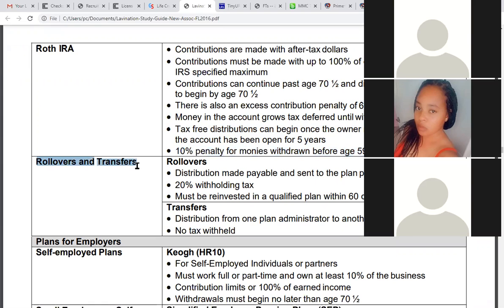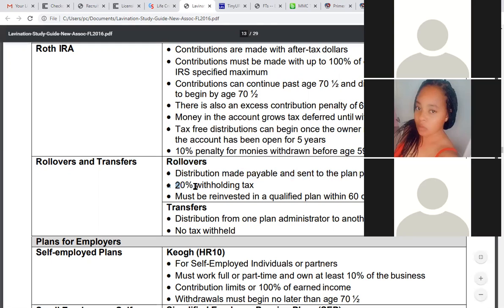Rollovers. What does rollover mean in transfer? I have a lot of clients that come to me and say, listen, I have this 401k at my job, but I'm no longer working there. But I don't want to take a distribution. I don't want to pay the taxes right now. What can I do? I say, well, you can roll over the money. Depending on how you do it.